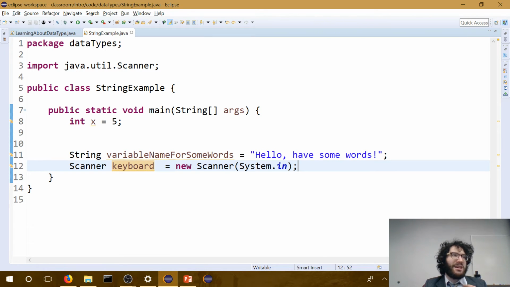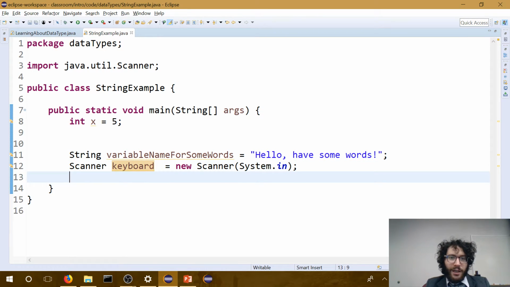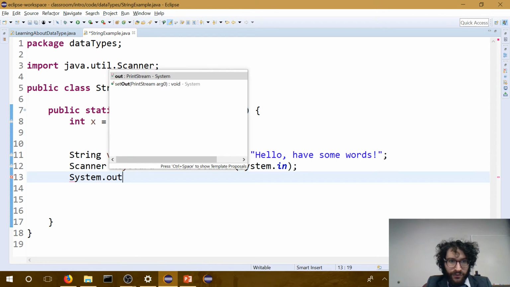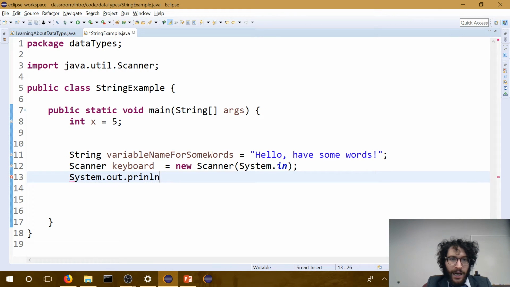So this object's going to represent the keyboard. And that's what an object is. It's modeling something in the real world. So strings model a bunch of text. Scanner models something that we can scan for data. Okay? So what's cool is that we can do stuff like this.